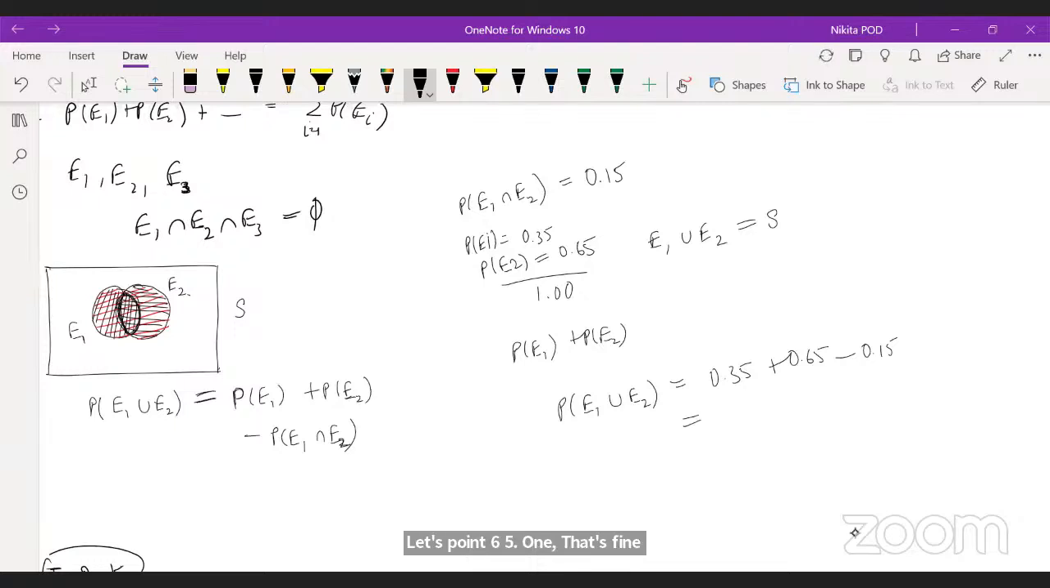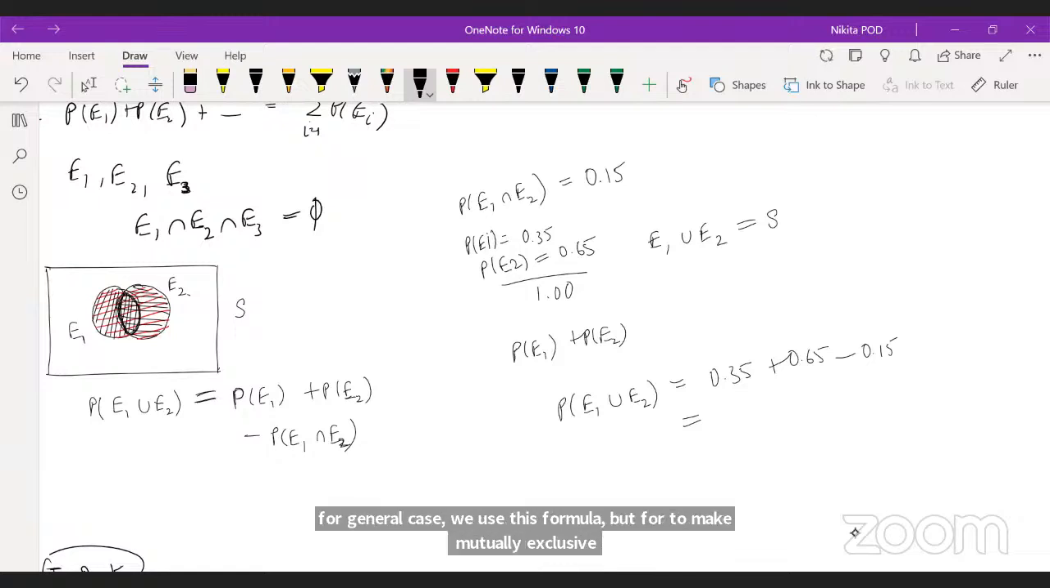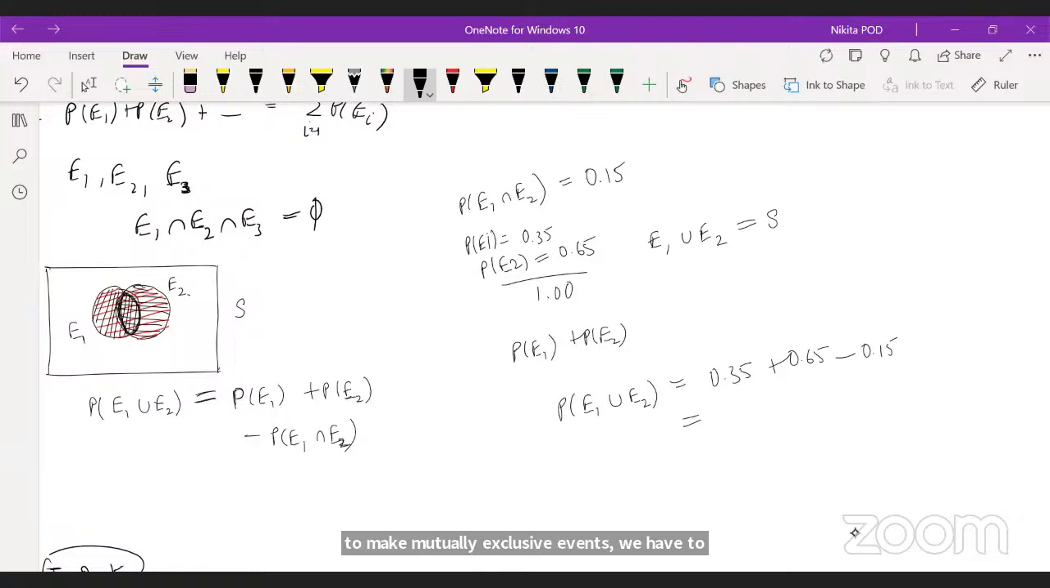So for the general case, we use this formula, but for mutually exclusive events, we use the simpler one only if it is given that they are mutually exclusive. It is a special case. Yeah, so it is a special case.